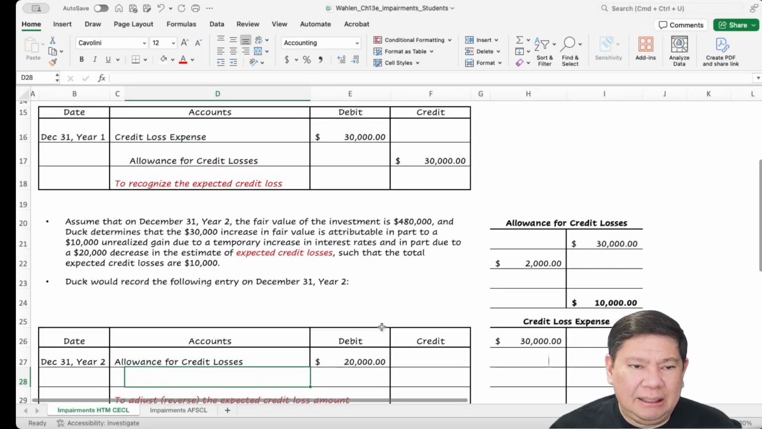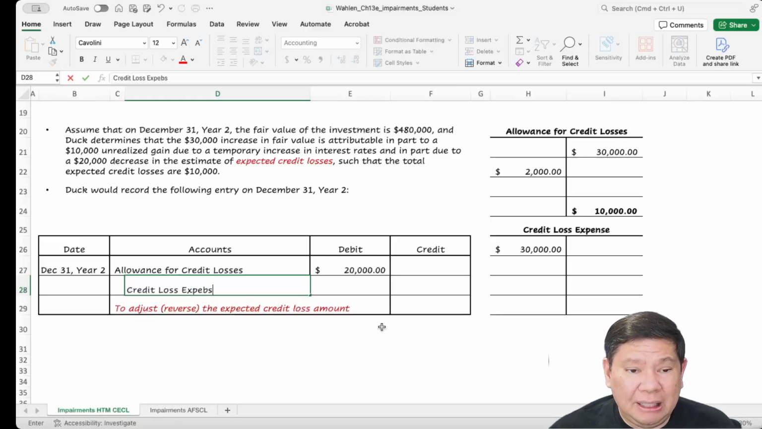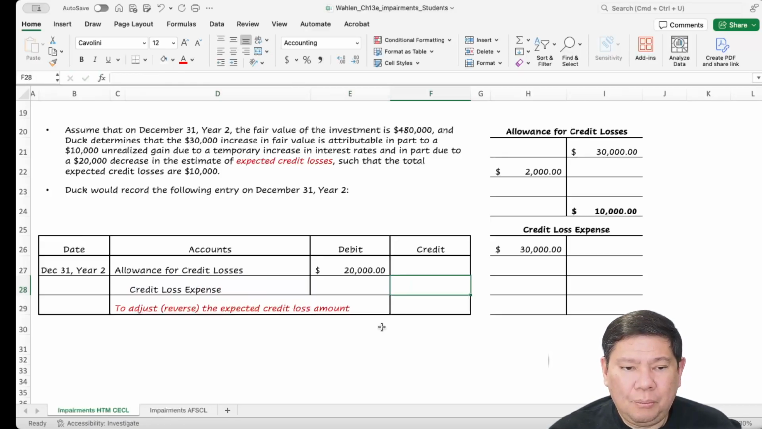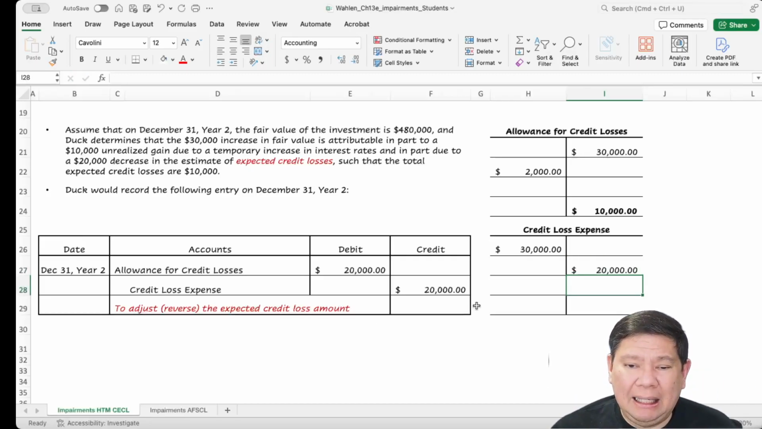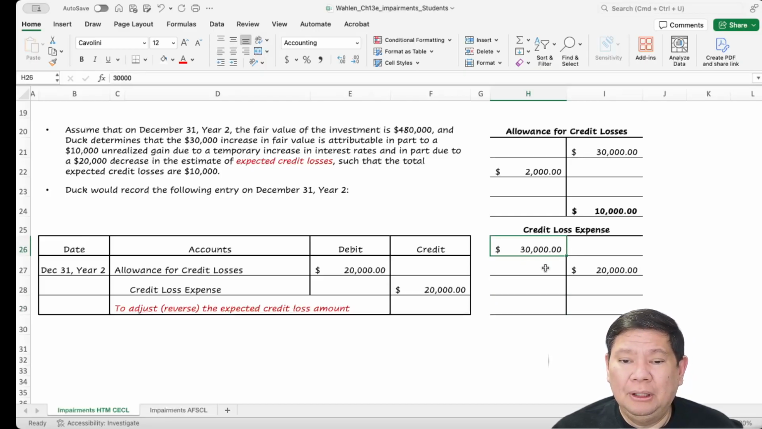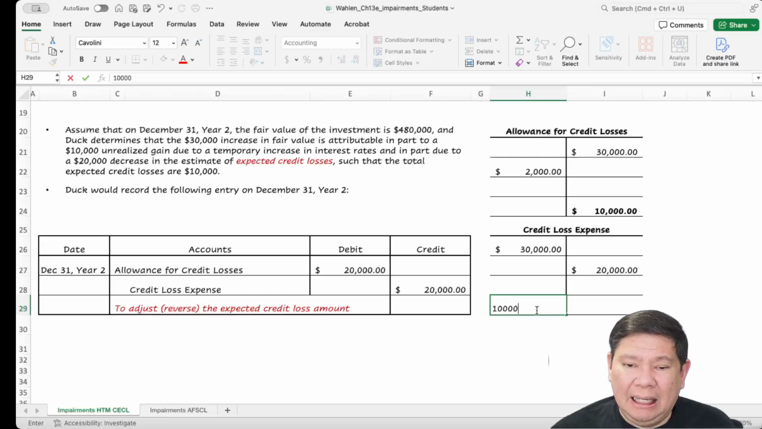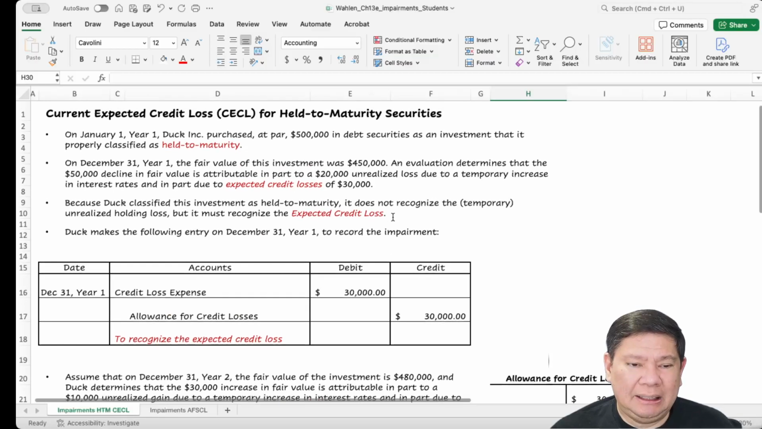Okay, and then we can reverse the credit loss expense. This is for year 2, $20,000. Okay, so this is $20,000. So if those 2 years combine, the credit loss expense is $30,000 expense in year 1, and $20,000 expense reduction in year 2. So overall, the loss expense is only $10,000 from this investment in held to maturity securities.